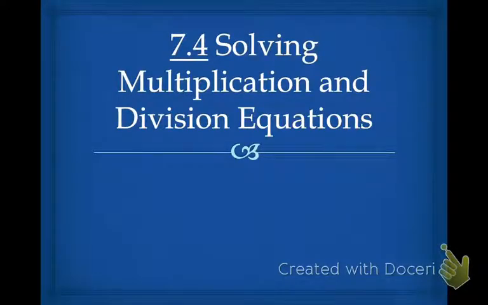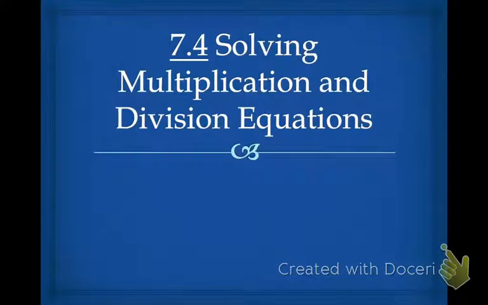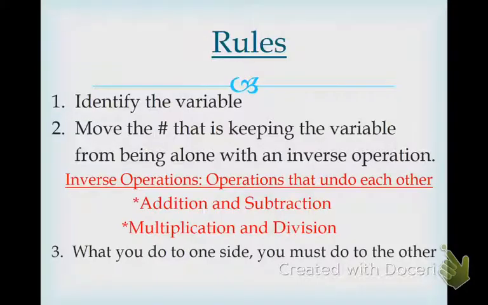Today we're going to be talking about 7.4 multiplication and division equations. The rules we have today are exactly the same as our lesson from yesterday. The first thing you do is identify the variable. Then you have to move the number that's keeping the variable from being alone with an inverse operation.